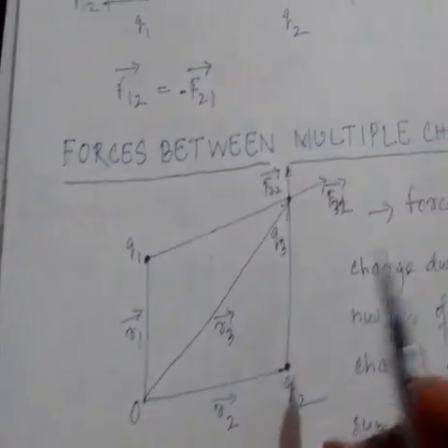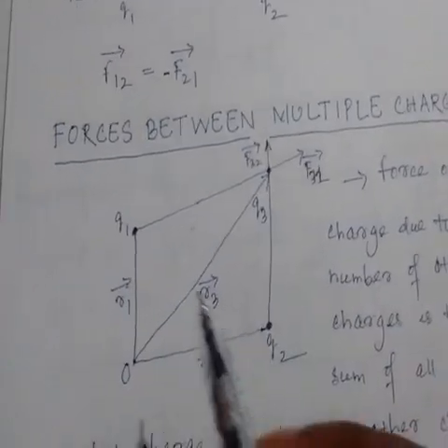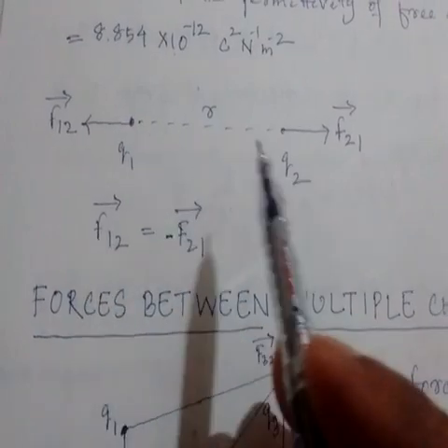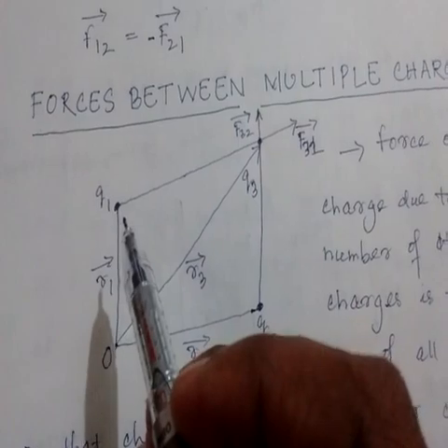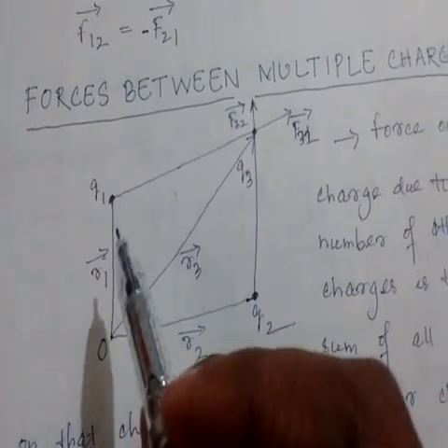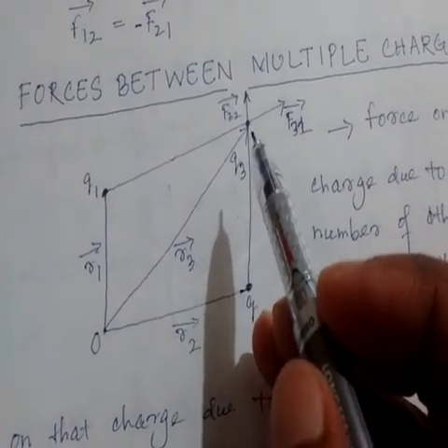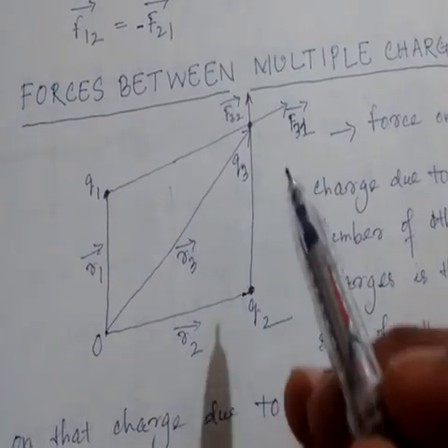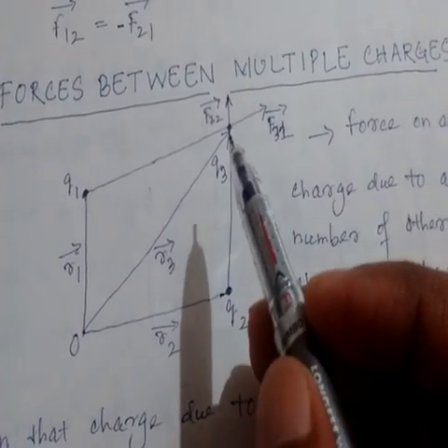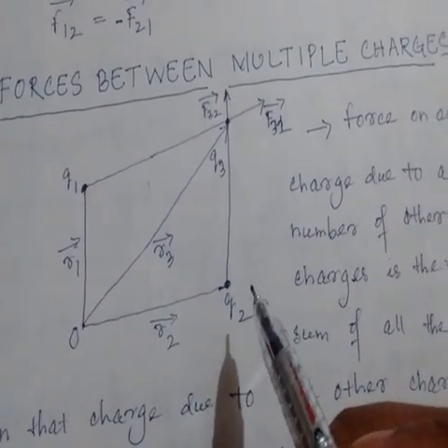Now come to forces between multiple charges. So far we have studied the force between two charges only. Now suppose there are three charges. This is origin O. One charge Q1 is placed at position vector R1, another one at position vector R2, and the third charge Q3 is placed at position vector R3. Now we shall find out what could be the force on Q3 because of Q1 as well as Q2.